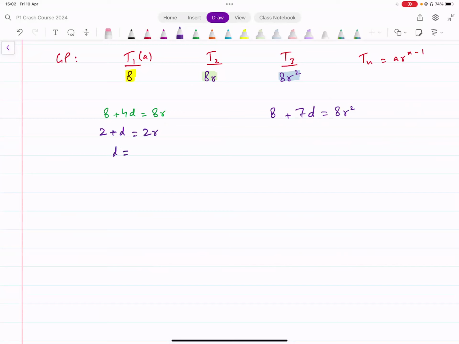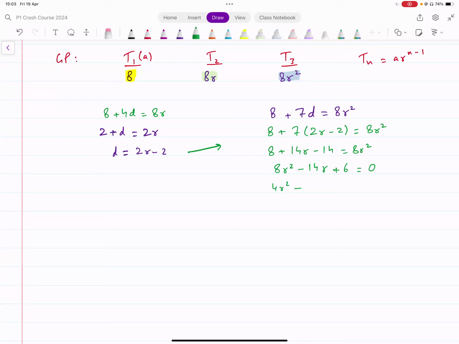Now we can make d the subject. d equals 2r minus 2. Put that in the other equation. That gives us 8 plus 7 into 2r minus 2 equals 8r squared. 8 plus 14r minus 14 equals 8r squared. Take everything to one side. 8r squared minus 14r plus 6 equals 0. Divide the whole thing by 2. That gives you 4r squared minus 7r plus 3 equals 0.